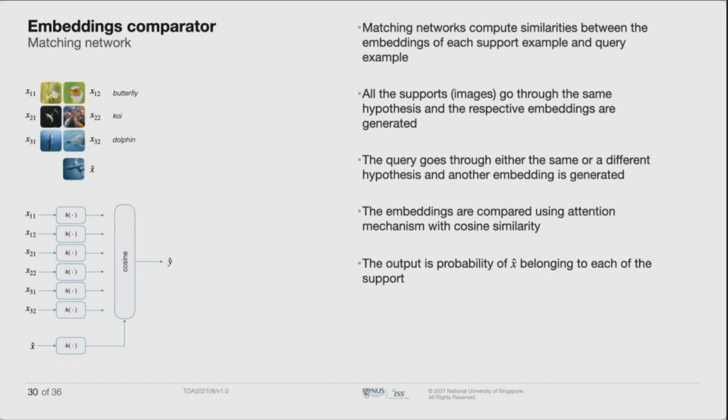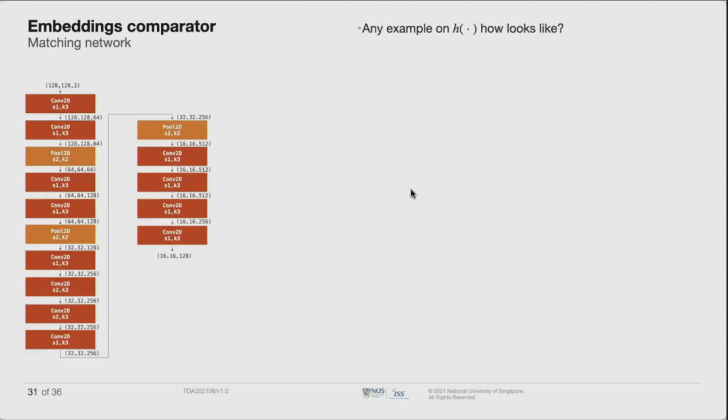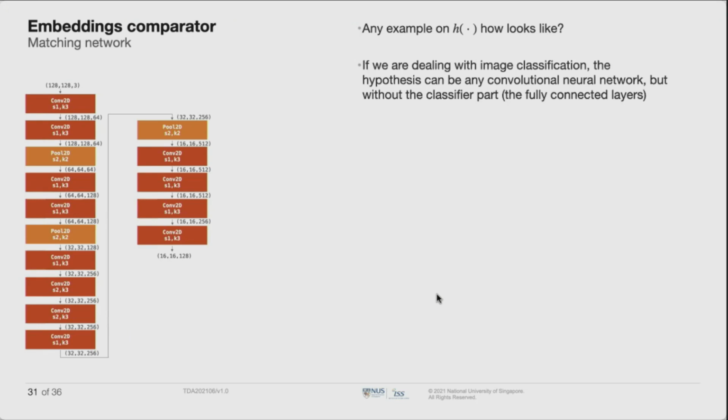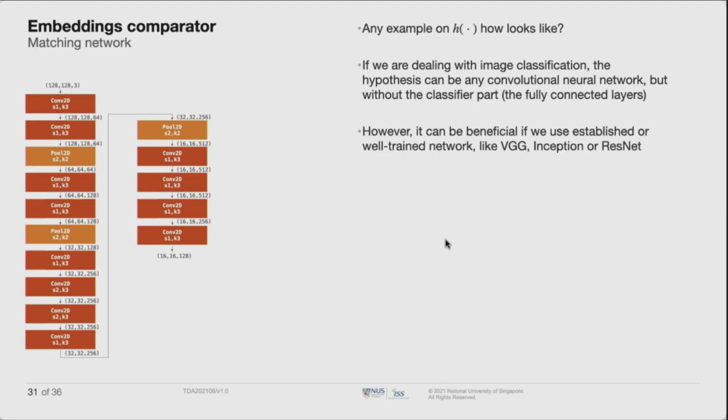In our case, it should have 6 probability values, telling you how likely this query belongs to any of the support. The support that has the largest probability value is the class the matching network has determined for the query image. You may wonder what the hypothesis usually looks like in matching network. If we are working on image classification, the hypothesis can be any convolutional neural network, but without the classifier part. Of course, we can use existing established or well-trained networks like the VGGNet, the one we see here, or Inception or ResNet. For language-related tasks, the hypothesis can be a simple form of word embedding.